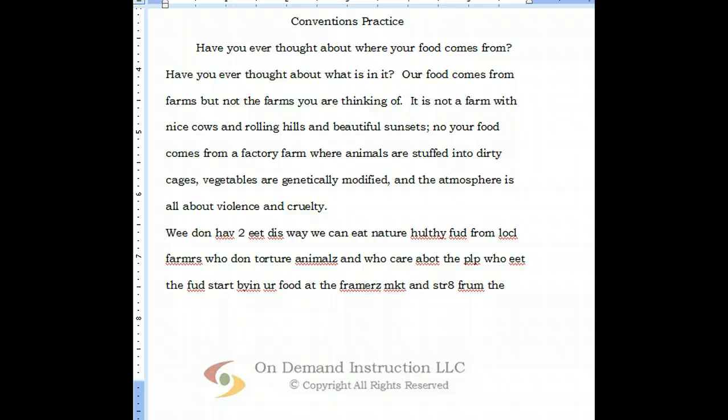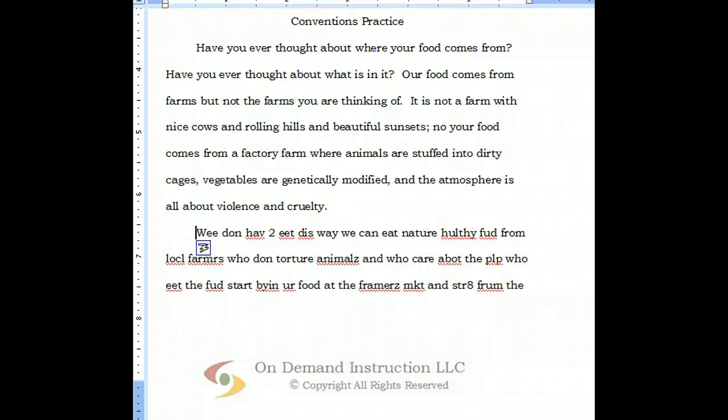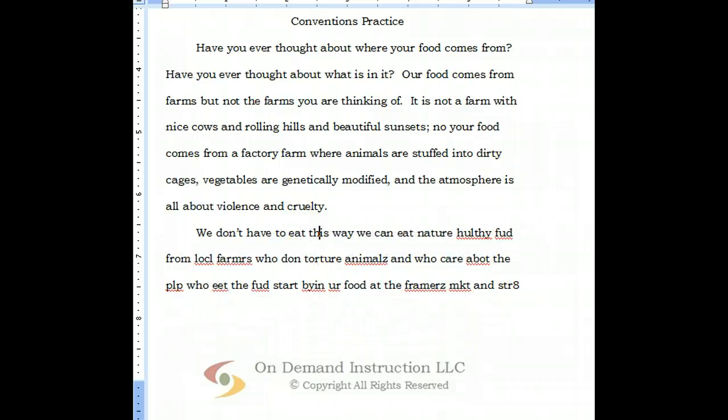So let's take a look at our next little section here. We've got a sentence that just kind of goes on and on. So let's tab that in and make it into its own little paragraph. Okay, we don't have to eat this way. Okay, we can do a short sentence here as the introduction. That's just fine.